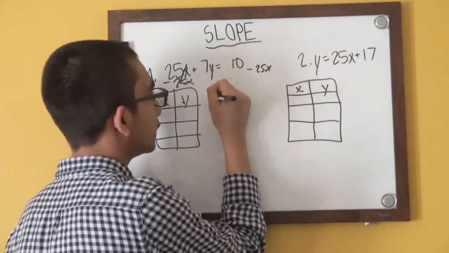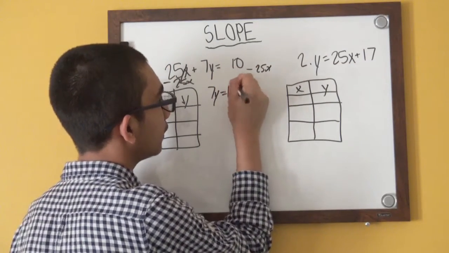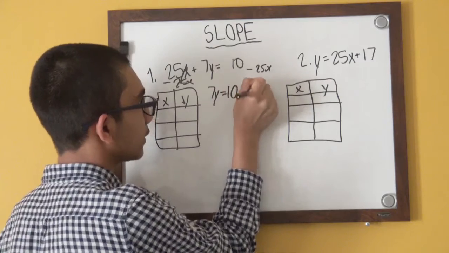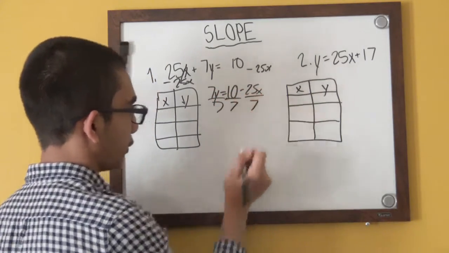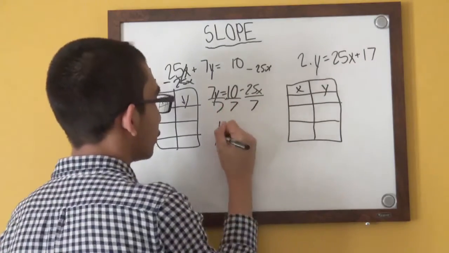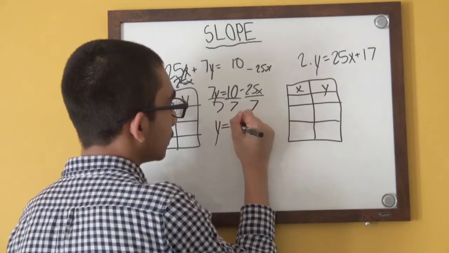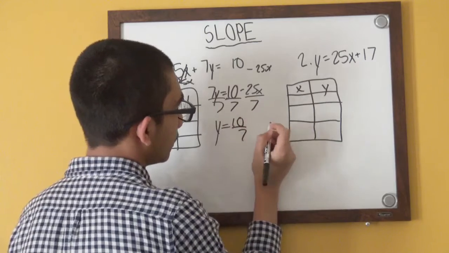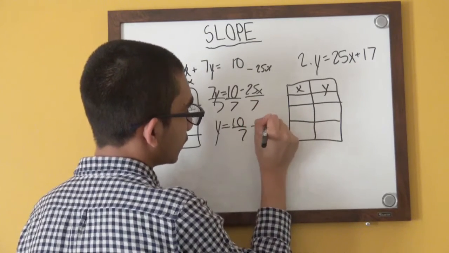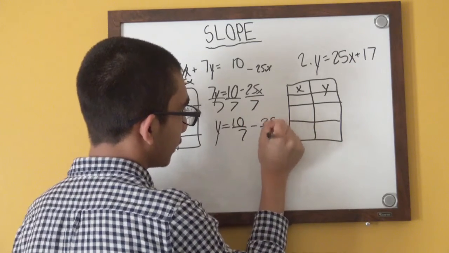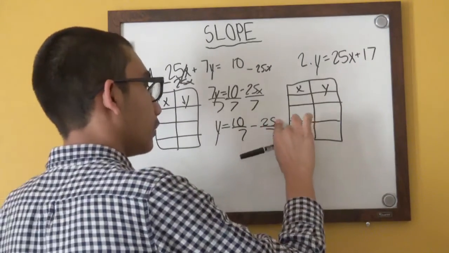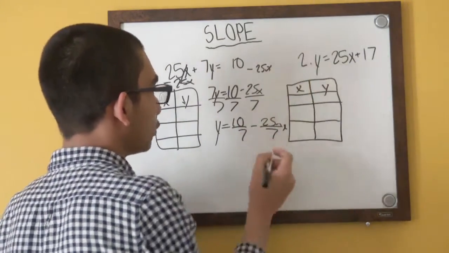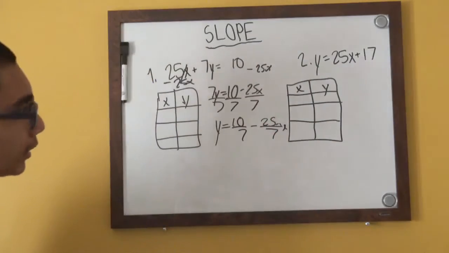So now it will be 7y equals 10 minus 25x. Now, to single y out, you just divide 7 to all the terms. So now it was y equals 10 over 7 minus 25x over 7. So, as we can see, our slope is obviously 25 over 7.